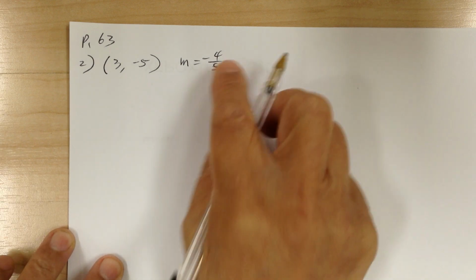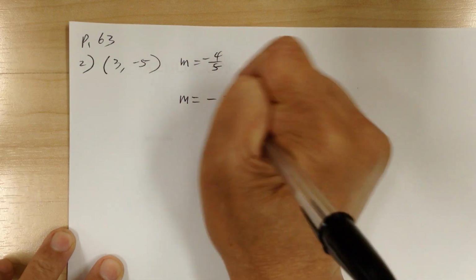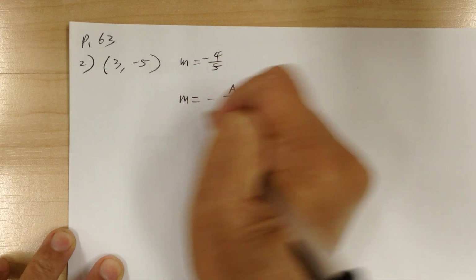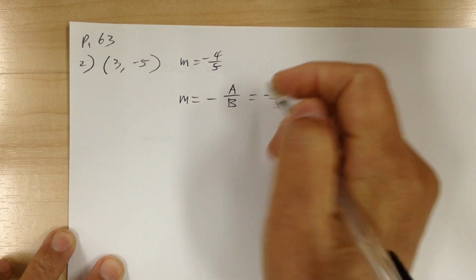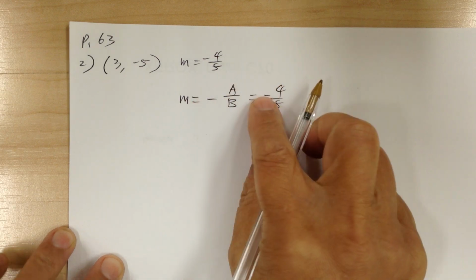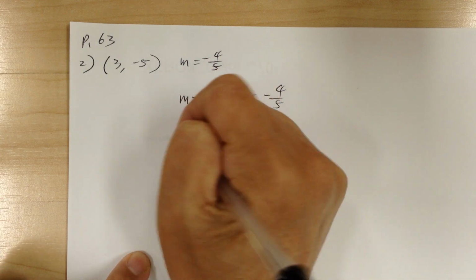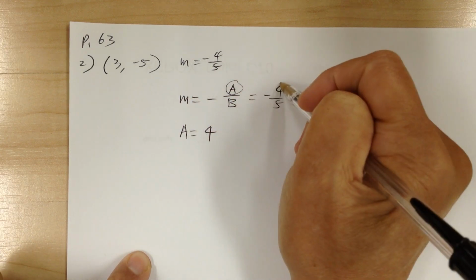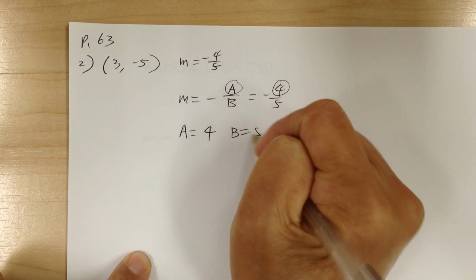So first you need to find your a and b. m equals -a/b, so this is equal to -4/5. You match it up, so you can see the negative matches up. You always match up the a first, and a is always positive, so a will equal 4. That takes care of this, and the negative already matches, so you can see that b equals 5.